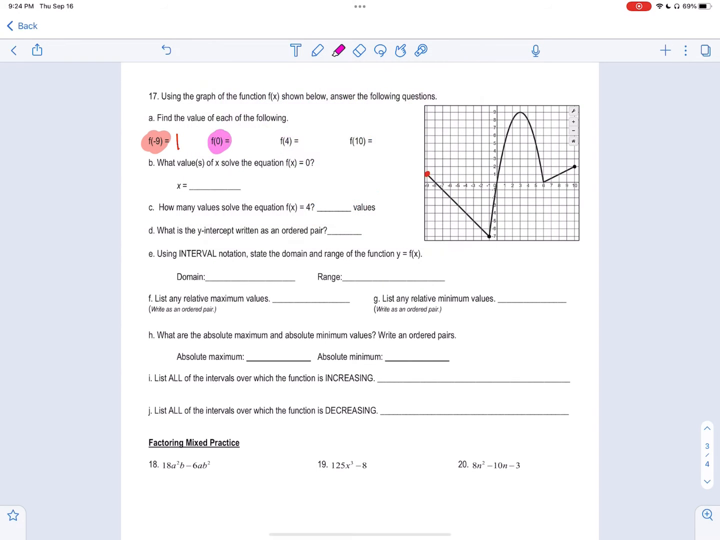If I next have to find the value or the output when I plug 0 into the function, if I go to where my x value is 0, it looks like my graph of my function is going through the origin, which would mean that my output is also 0. It's crossing my y-axis at 0.